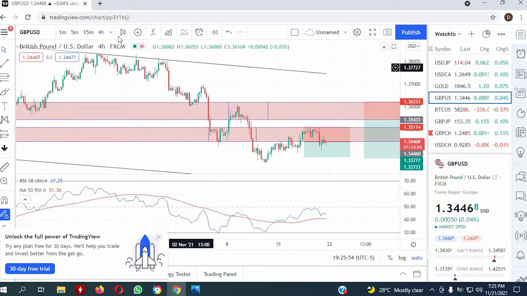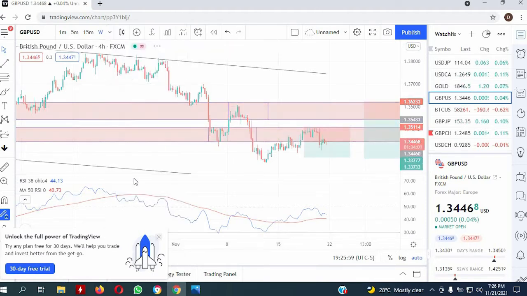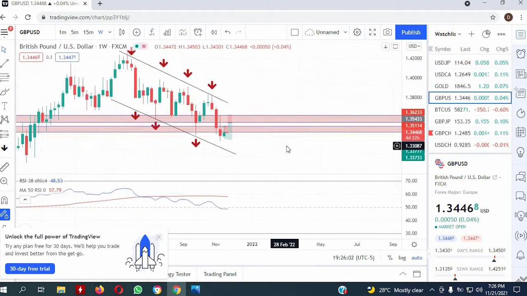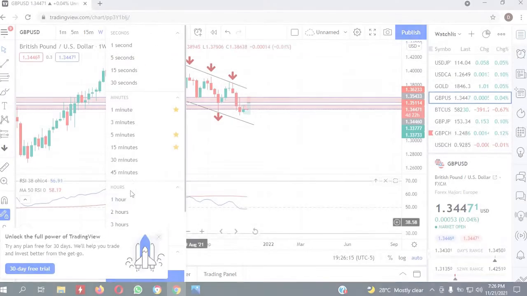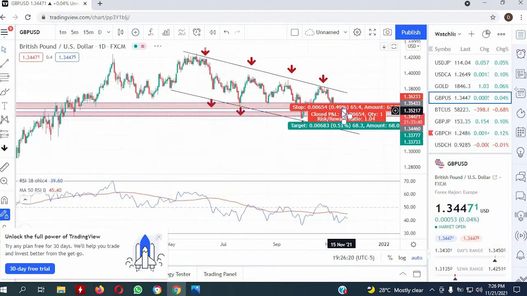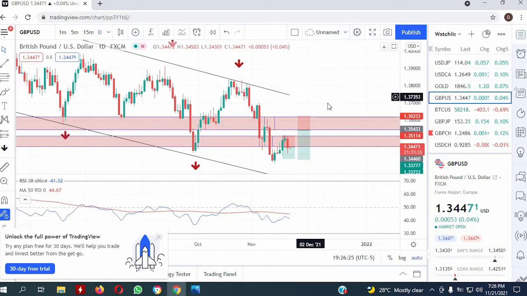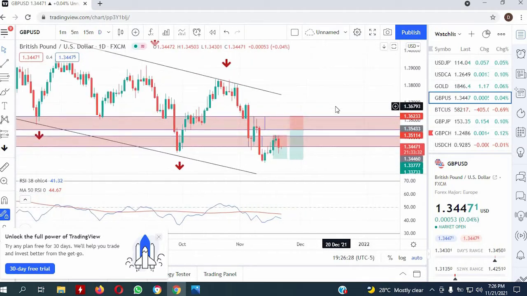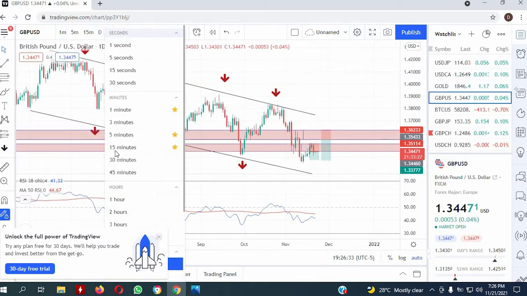Let me go over to the weekly time frame for this week's technical analysis. The GBP USD is in a bear trend currently. Going over to the daily time frame, the daily is also in a bear trend. So the GBP USD is currently bearish. Let me go down to the 4-hour time frame.